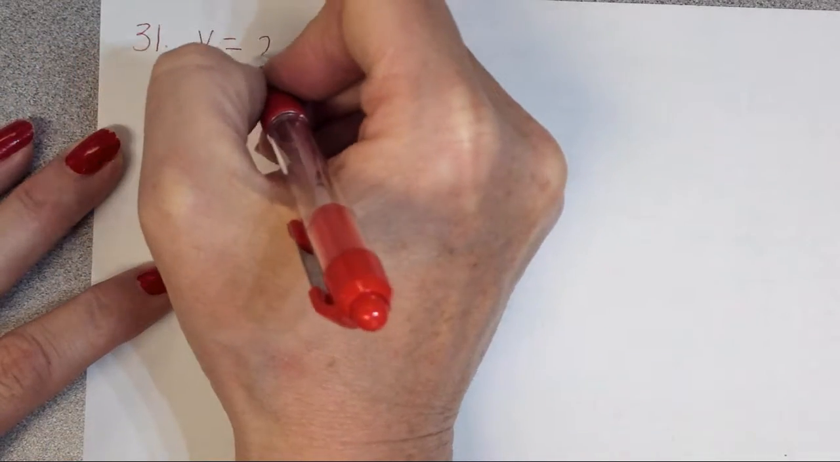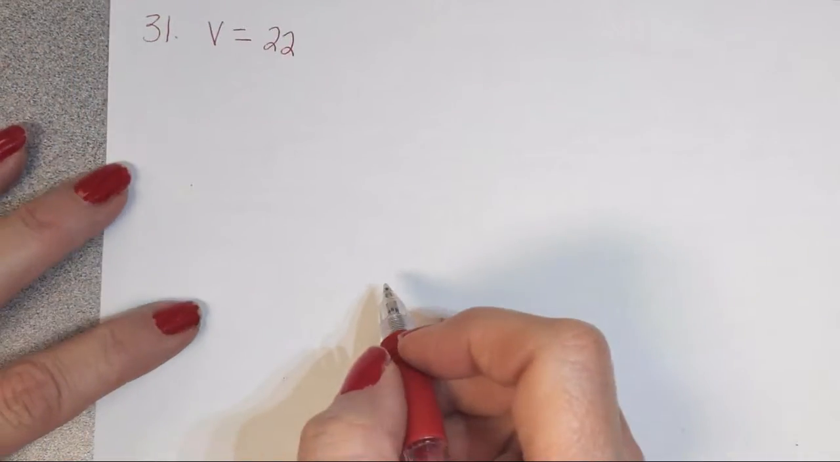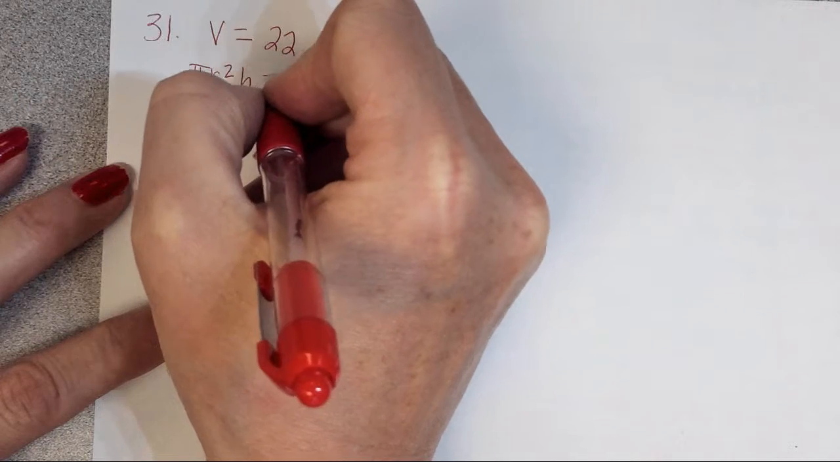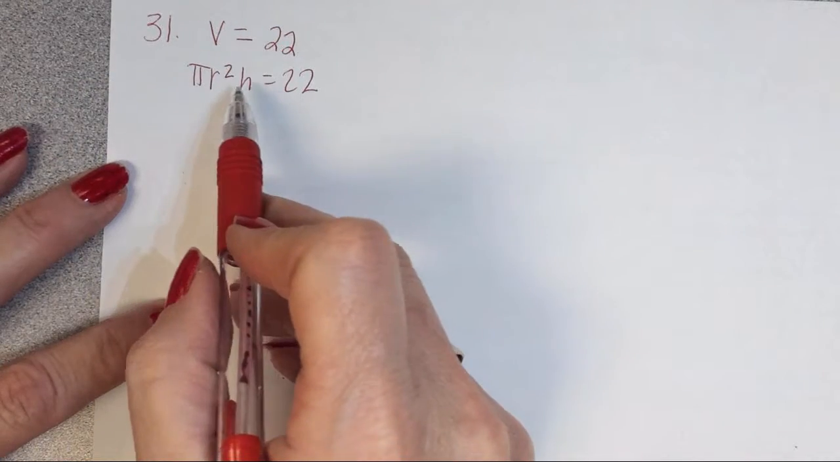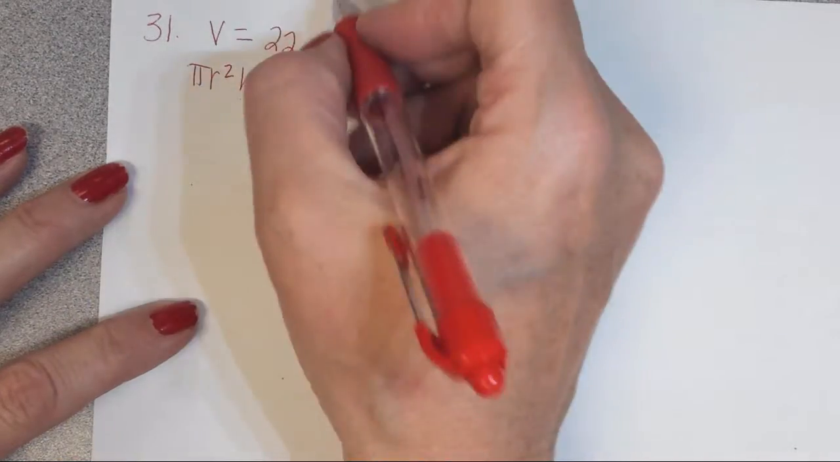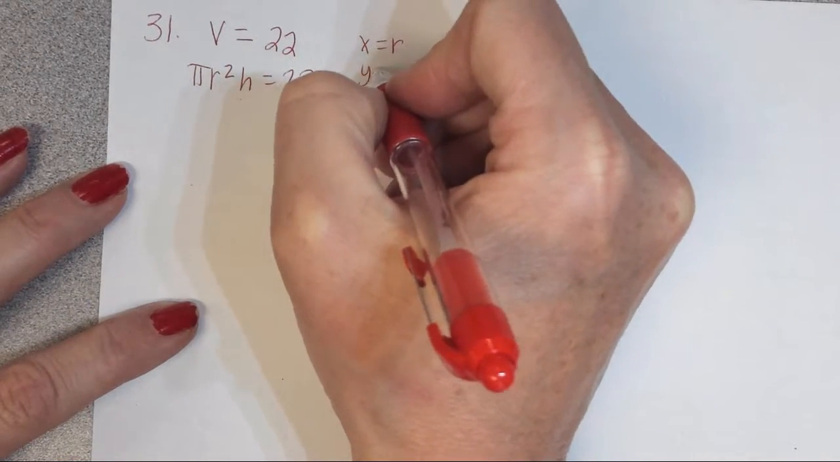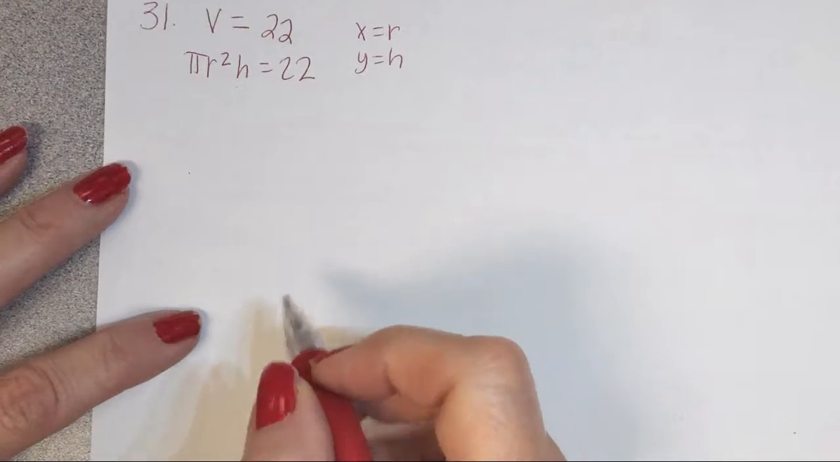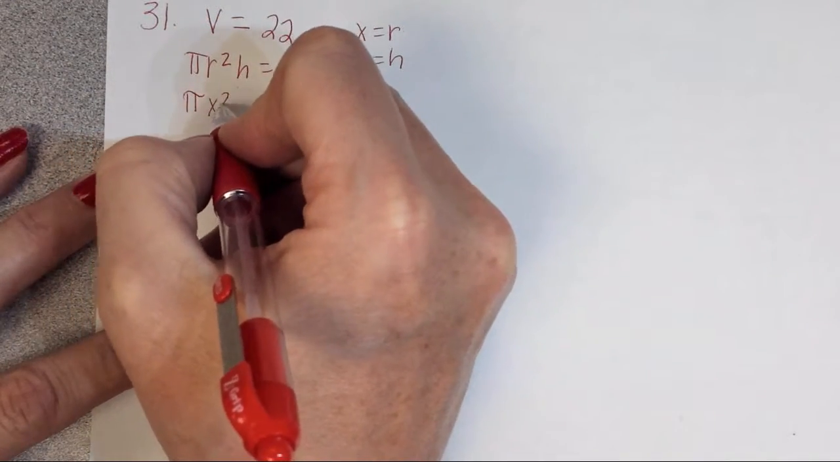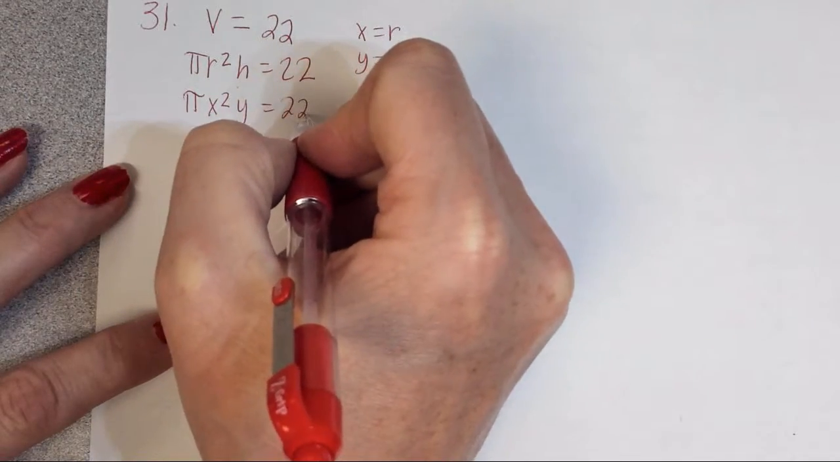volume is going to have to be 22. So we have to think, what's the volume of the cylinder? Pi r squared h is going to have to be 22. If you're okay sticking with the r's and h's, you can. A lot of people like to switch it so that x equals r and y equals h. We're just more used to working with these. If you choose to do that, then you're going to have pi x squared y equals 22.